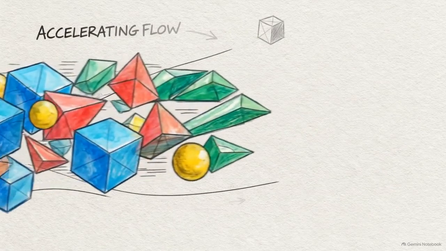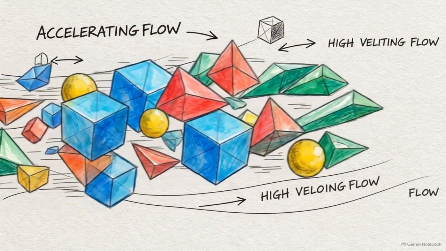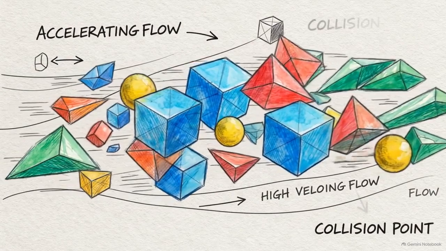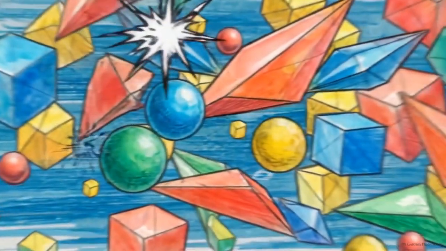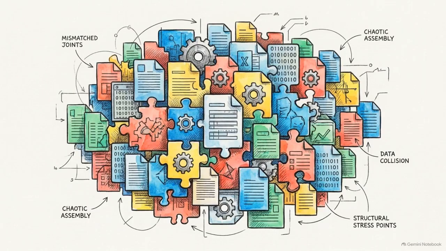Modern enterprise IT infrastructure generates over 100,000 events per second. But the primary bottleneck in processing this telemetry isn't the sheer volume of data. It is the extreme structural heterogeneity of that data.